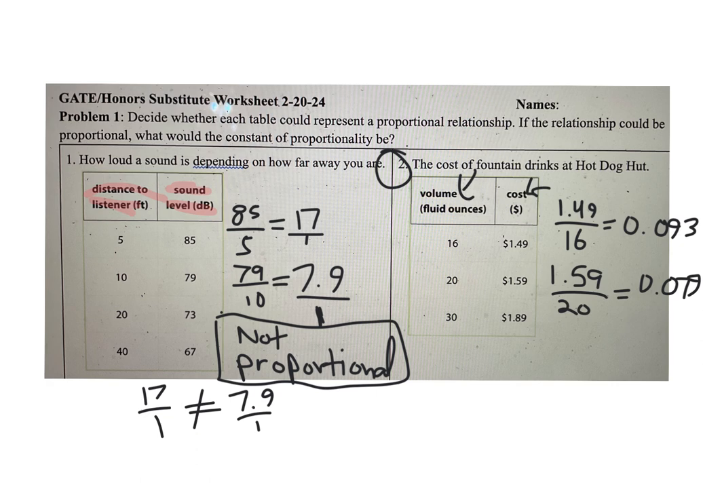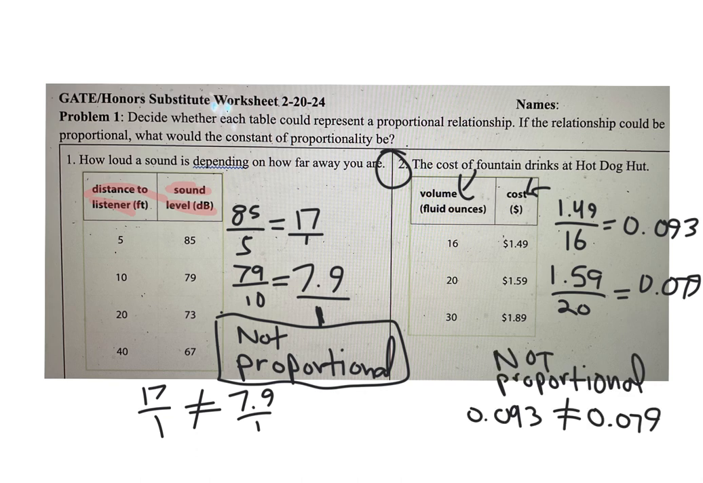Just looking at the next row, it's actually 0.0795. But it's already different. It's not equal to the first row. So again, it's not proportional because the cost divided by the volume is not consistent. And what this language means right here, when we write it that way, this is the not equal sign, and these two values clearly are not equal to each other.